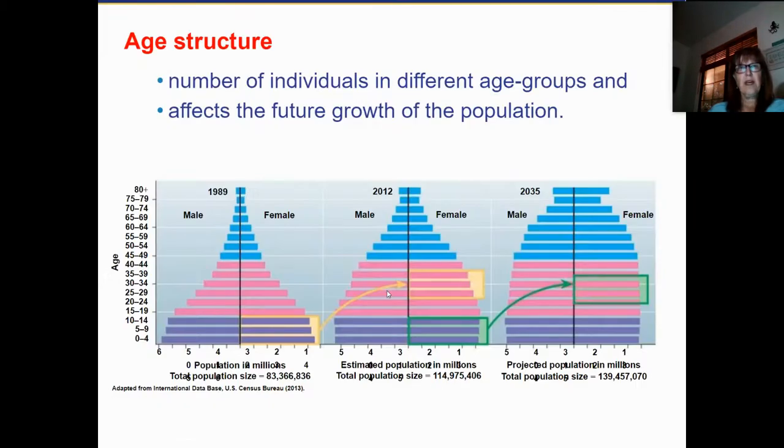So, here are these age structure diagrams that I was pointing out. This is showing us the number of individuals in different age groups and the effects it has on the future growth of a population. Because if you think about it, these 0 to 4-year-olds eventually are going to be 40, 50, 60 years old. What is that age structure going to look like in 50 years? And ecologists can predict what this is going to look like later in time.